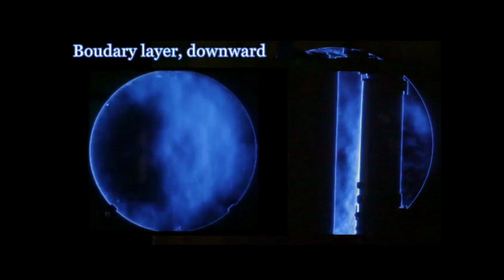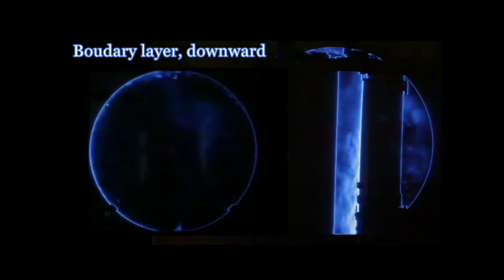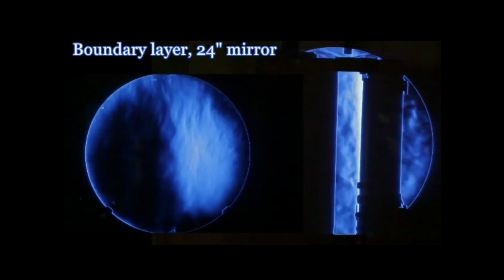Now let's have a boundary layer. That was blowing downward. Now we're going to have top and bottom. We're going to have one blowing in and one pulling the air out.